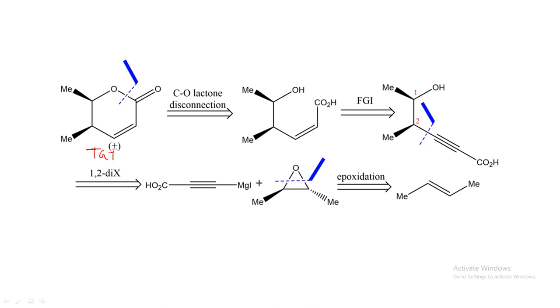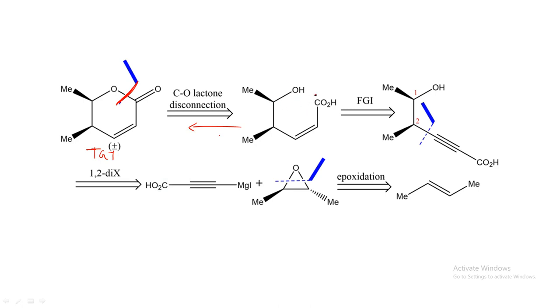For this particular molecule, you can see there is an ester type linkage, COO. So this is nothing but a lactone. If we disconnect this bond, we can generate one acid and one alcohol, and from there the lactone formation reaction we can do. So this should be our first disconnection.